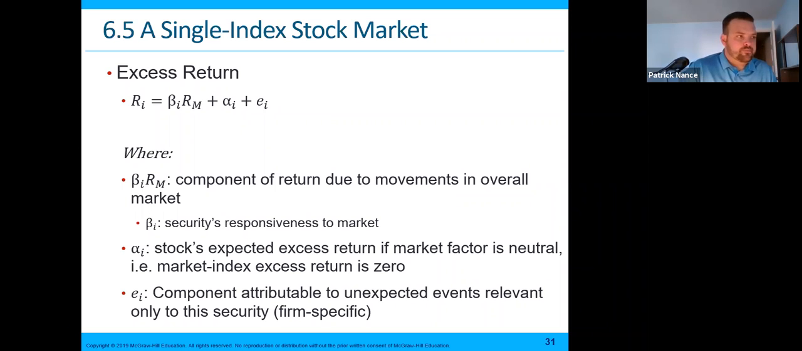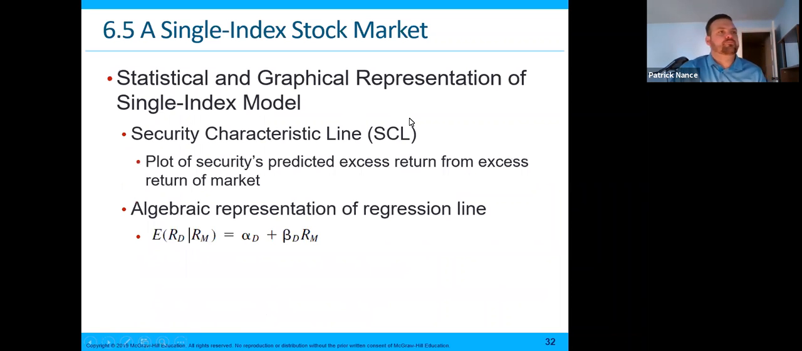The alpha here is the stock's expected excess return if the market factor is neutral, i.e. the market index excess return is 0. And the e is the component attributable to the unexpected events relevant only to this security, which would be this firm-specific aspect. So we have our beta, we have our alpha, and we have our firm-specific issues.